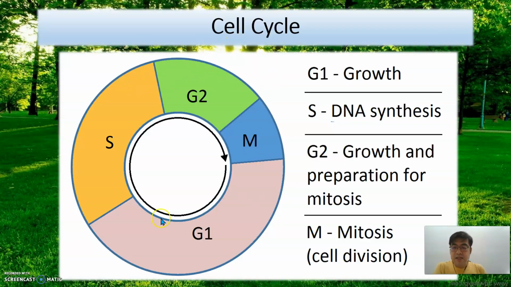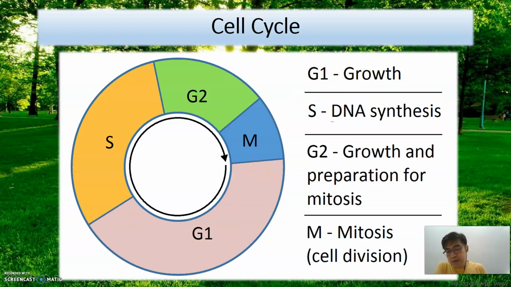And this is the cell cycle. The cell cycle is basically the life of a cell, what it has to go through throughout its life, and it has four phases here. The first one, the pink one here, is called the G1 phase. G stands for growth. 1 stands for the first growth phase.